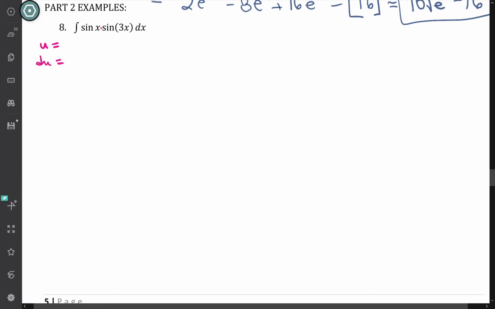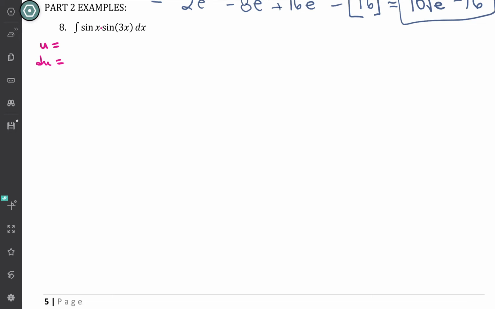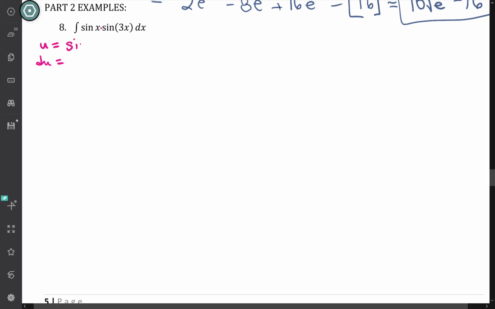And it really doesn't matter. So I'm going to choose the slightly more complicated one, since derivatives are still a little easier for most of us than integrals. So the derivative of sine 3x is going to be cosine 3x times 3 from the chain rule. And then dV would have to be sine x dx, which means V is the opposite of cosine.